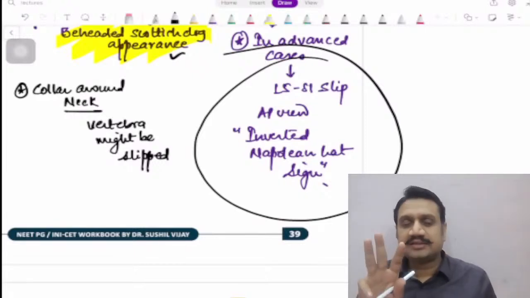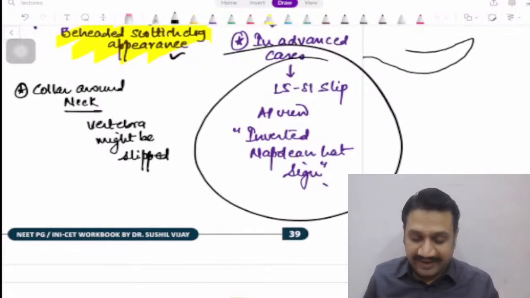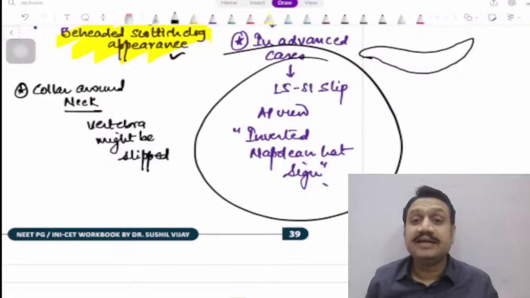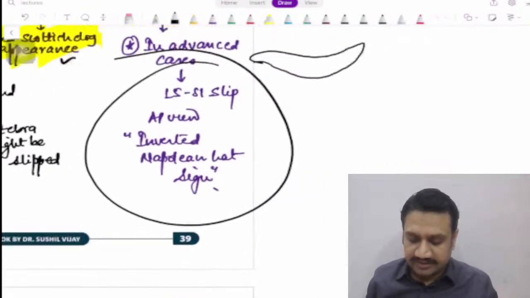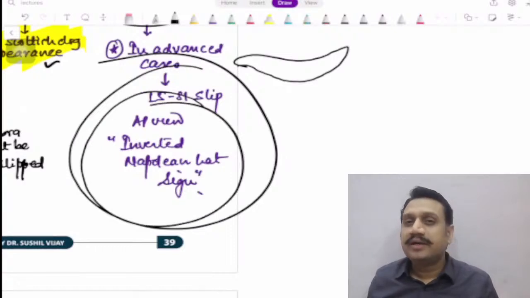All right, so three things: broken-necked dog, 1; collar around the neck, 2, which might be suggestive of the slip, for which we need a lateral view; and 3 is the inverted Napoleon hat sign. It is called the inverted Napoleon hat sign.